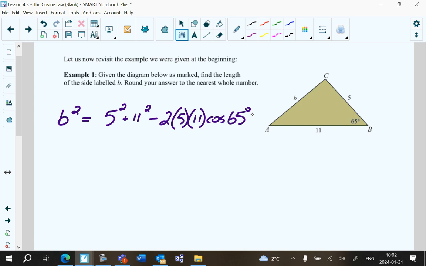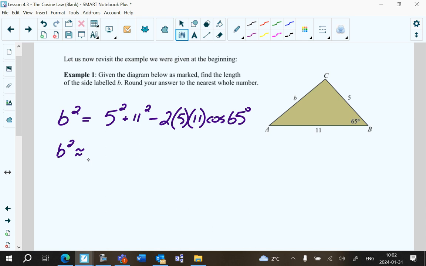So notice that we're not actually solving an equation here. Well, I mean, we are. We're solving for b. But all we have to do is calculate all of this using order of operations and take the square root at the end. So let's do that.